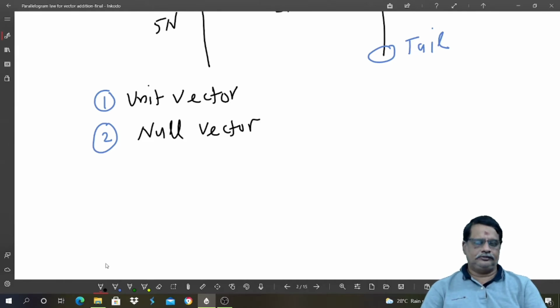Now let us briefly discuss what these two are. A unit vector, as the name suggests, is one whose magnitude is unity, and it has a direction which is arbitrary.